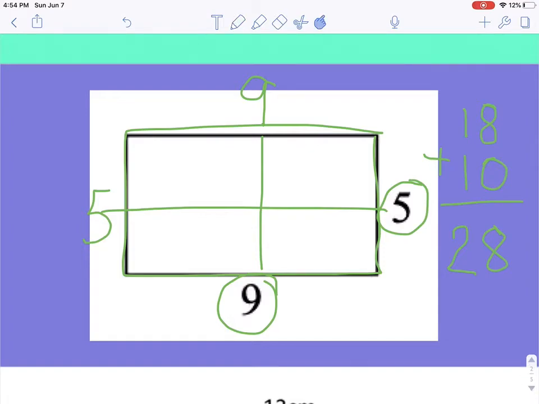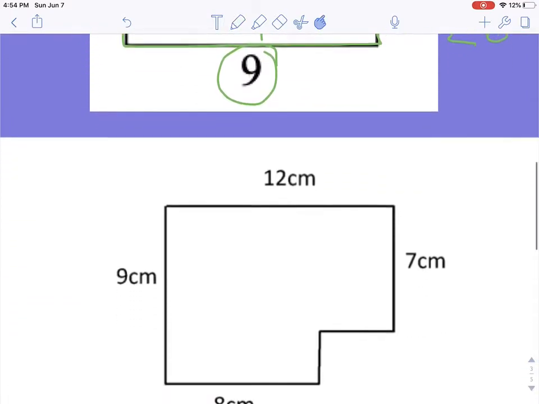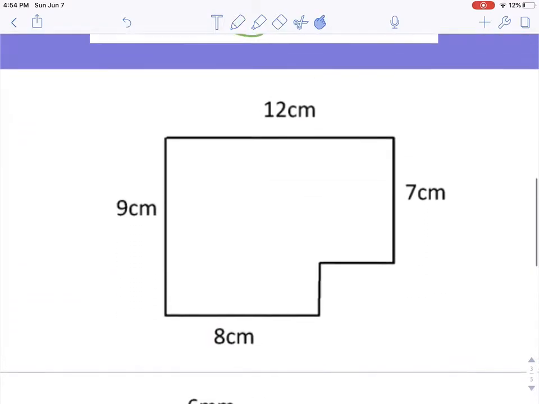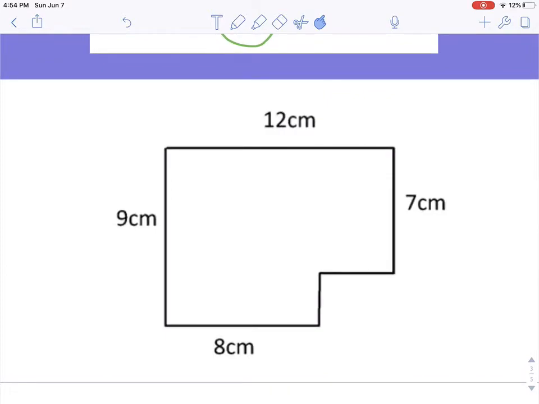Now we're getting a little bit more tricky. Now if I look here, I have these different sides, but I have these missing sides here. I have this one that's missing, and I have this one that is missing. So I can't add up everything to get my perimeter yet. I have to figure out these missing sides. So I'm going to show you some tricks that might make this a little easier.